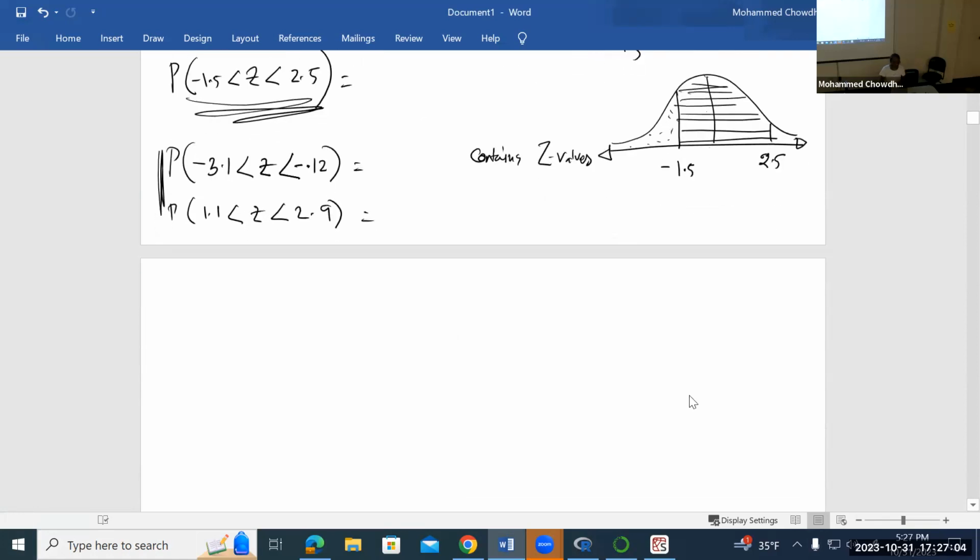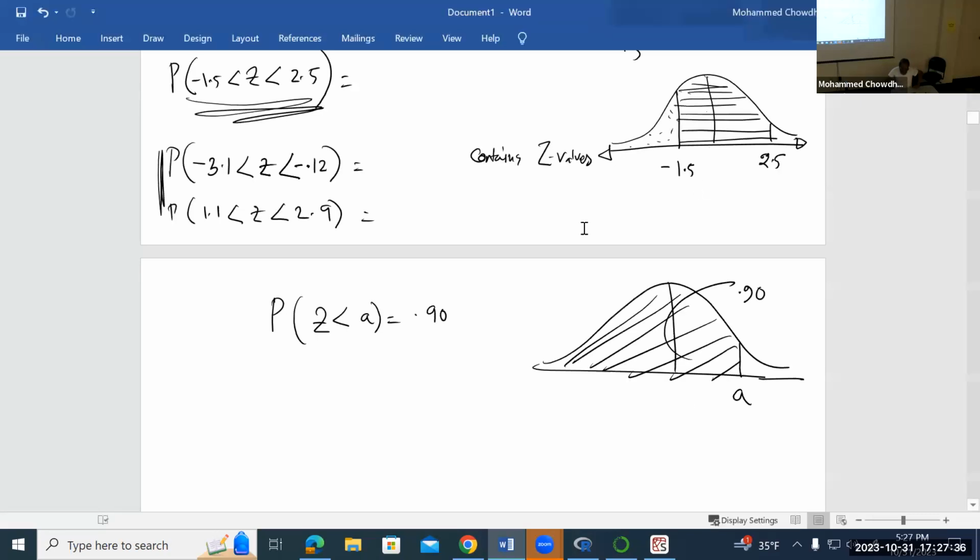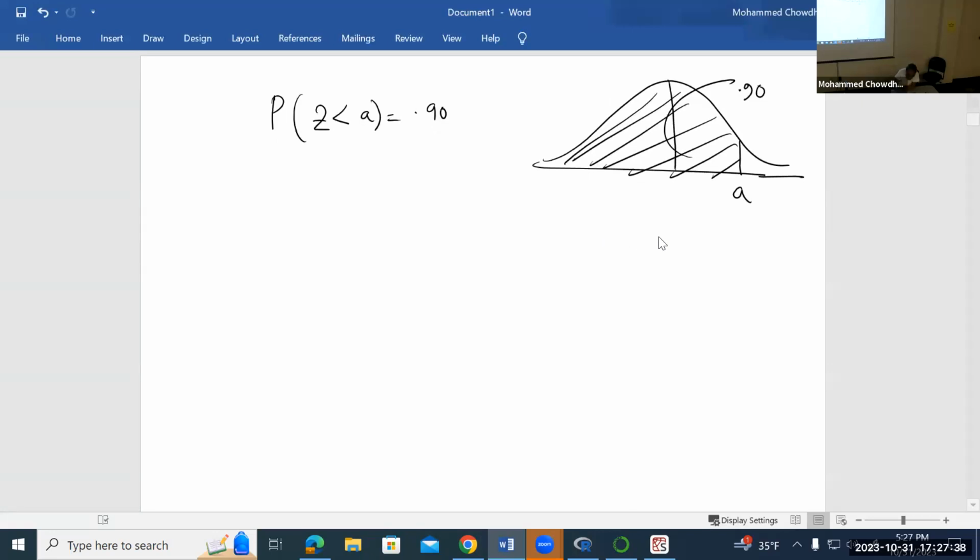Now, another thing I want to do, I want to find this probability of Z less than or equal to A equal to 0.90. So what is the figure for that? This is equal to 0.90. Let me explain these things. First of all, let me explain these things.